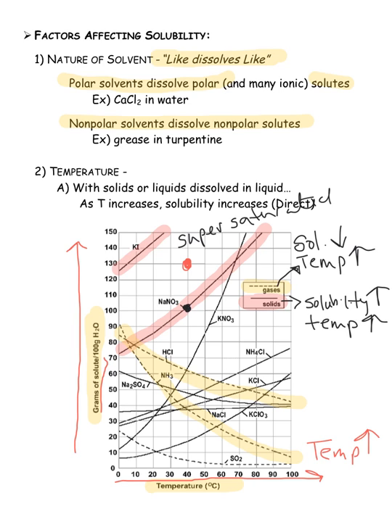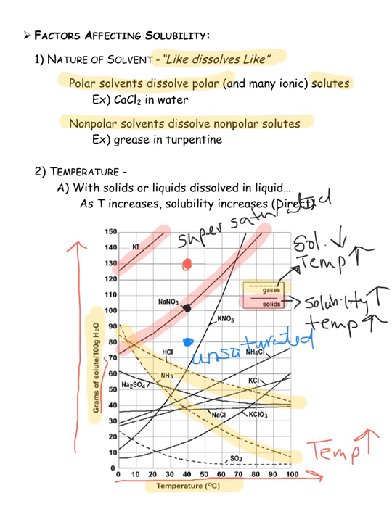Same idea, same solute, but let's say we have only 80 grams. Let's say we have only 80 grams of sodium nitrate at 40 degrees Celsius. Well, at 40 degrees Celsius, 80 grams, we would have what we call an unsaturated solution.